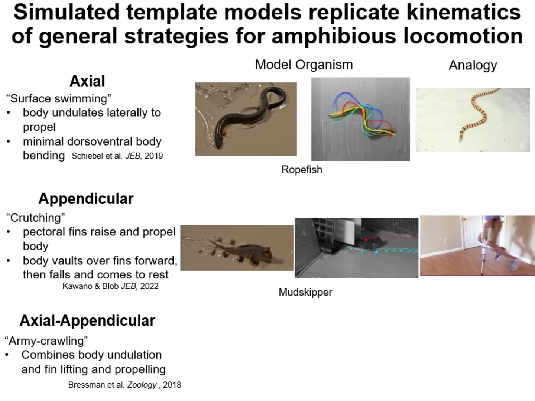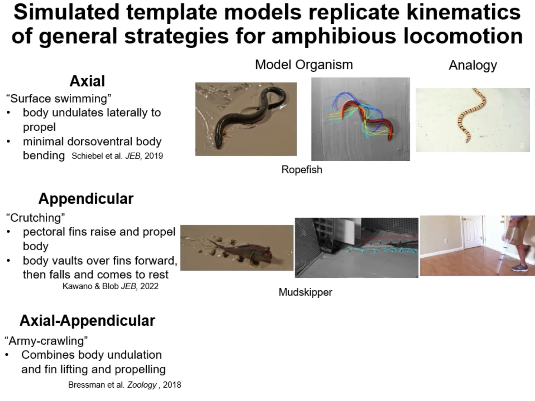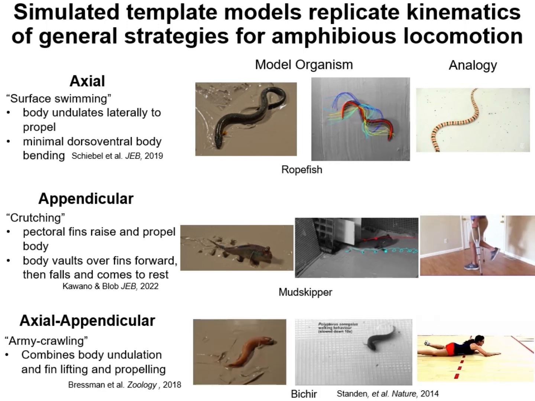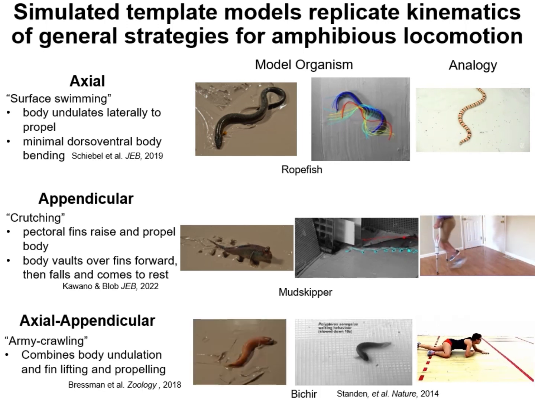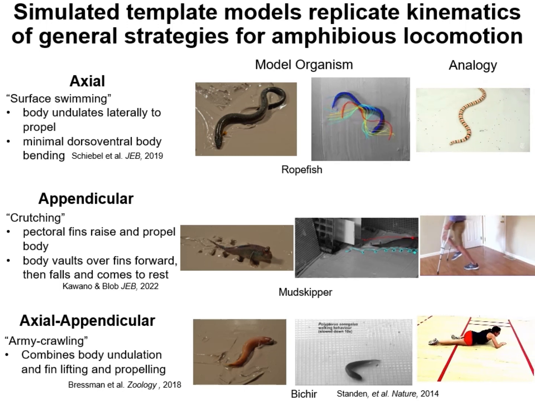Appendicular-based motion on mud, as seen in the mudskipper, which uses its fins to lift up and propel itself forward, can be described using a crutching template. And finally, axial-appendicular motion, such as seen in that of a bashir, which uses a combination of both body and fins, can be described using an army crawling template.